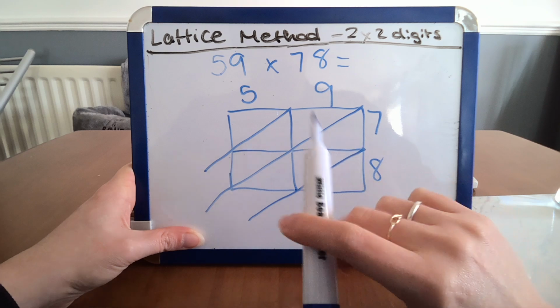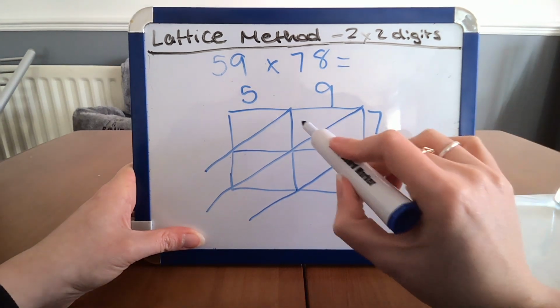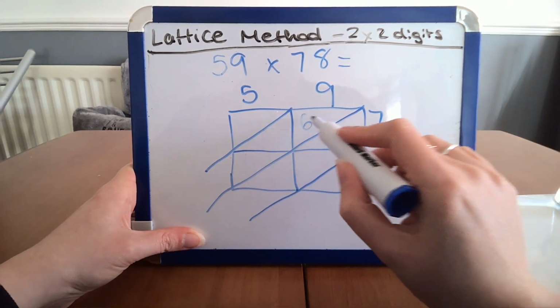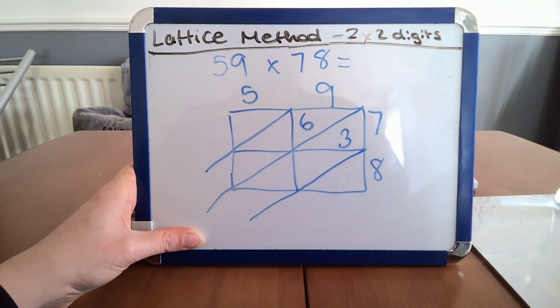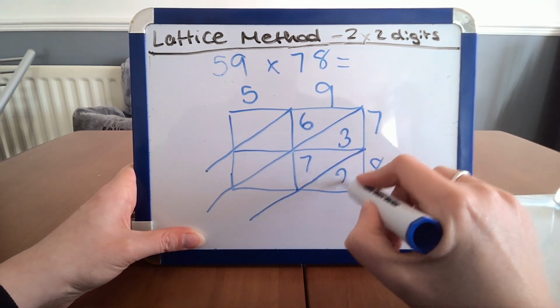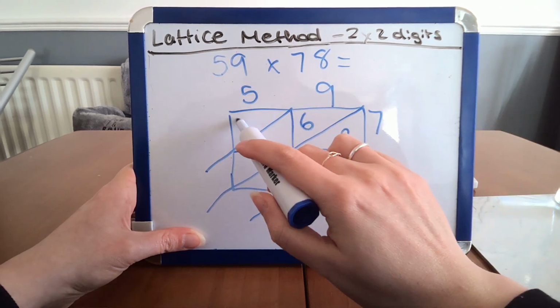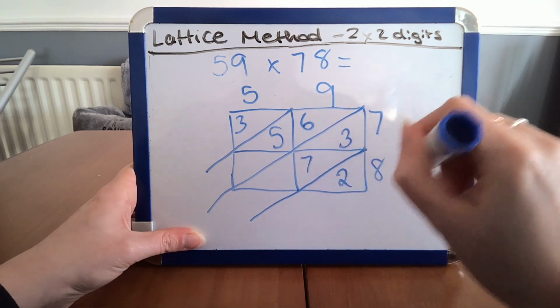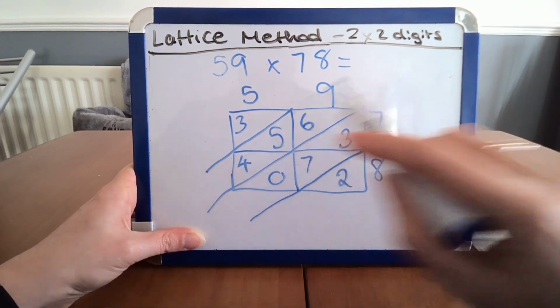I then start with 9 times 7 is 63. 9 times 8 is 72. 5 times 7 is 35. 5 times 8 is 40.